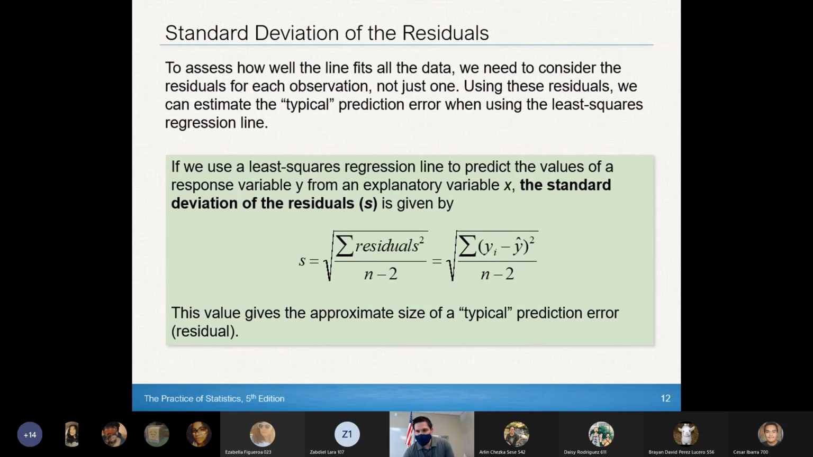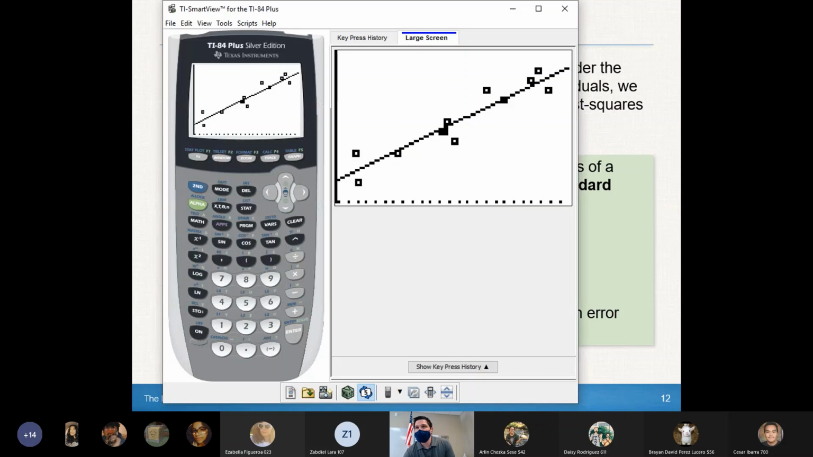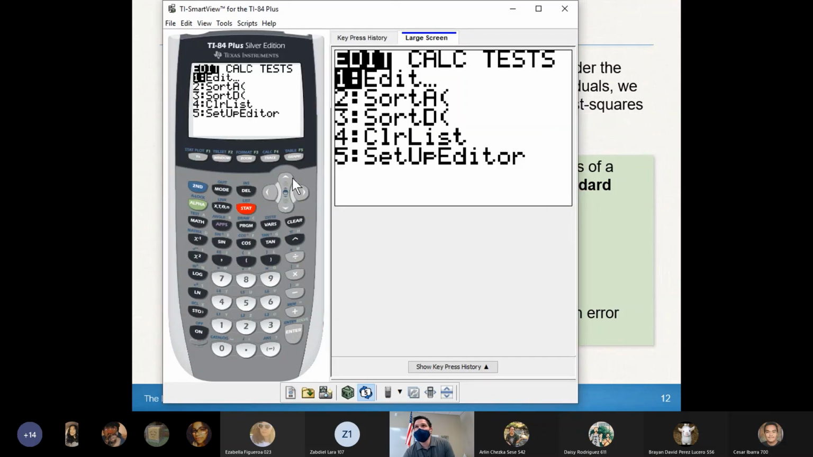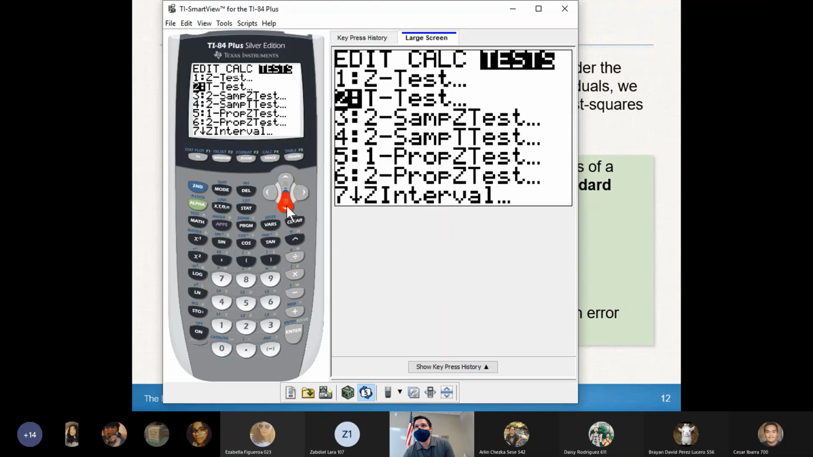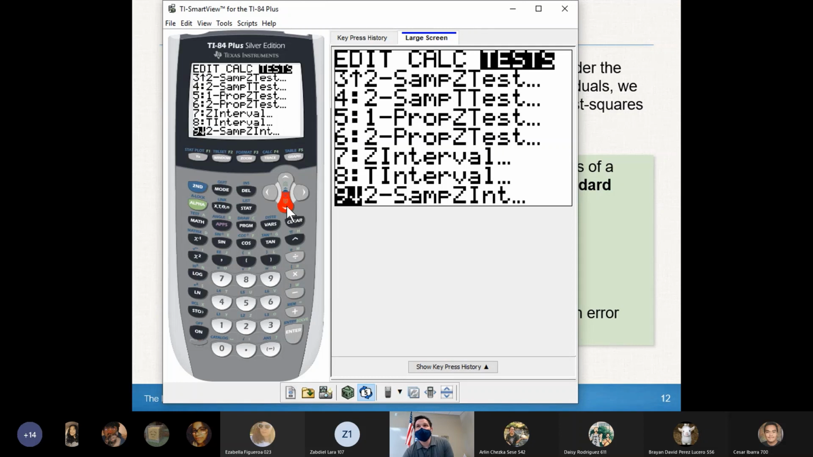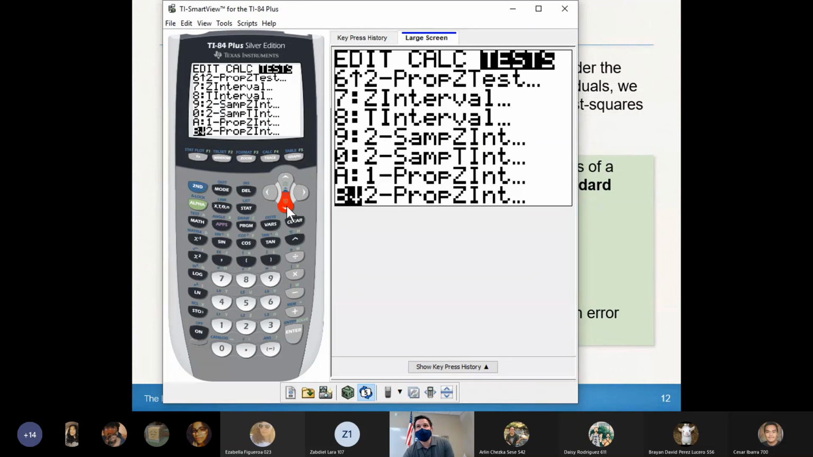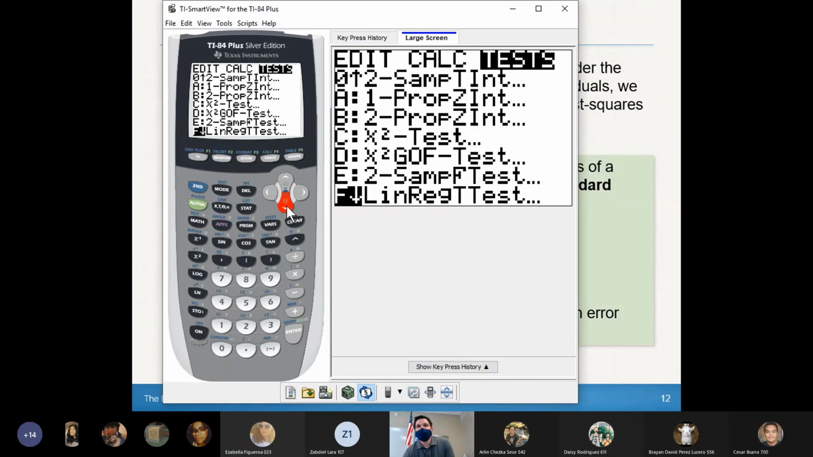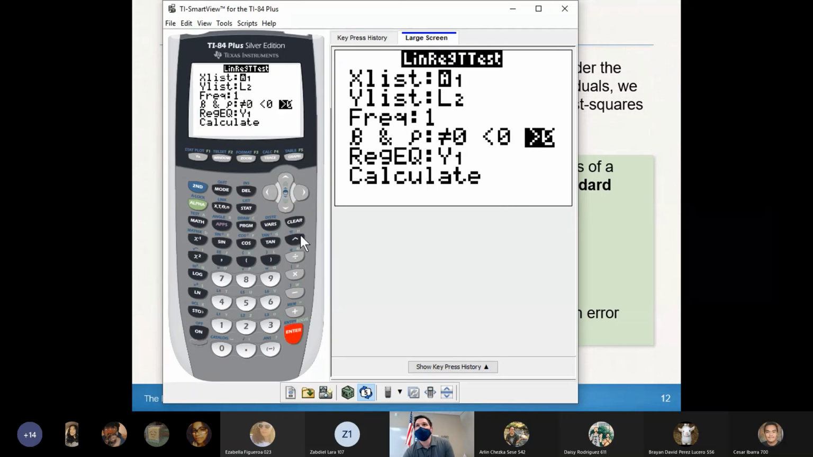Again, this value, I believe, will be found in your calculator if your data sets are in a list. It's using the linear regression t-test, I believe, that finds s. I've already found the regression equation, so I told my calculator that it's stored in y1, so it knows what equation to use.